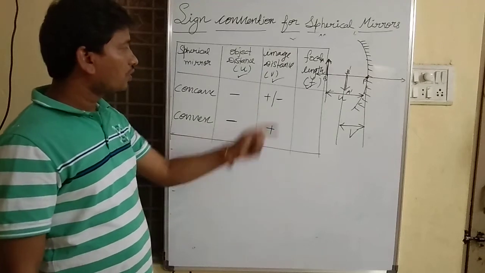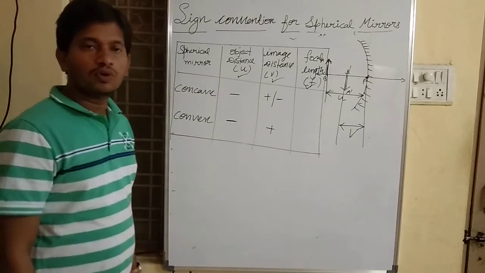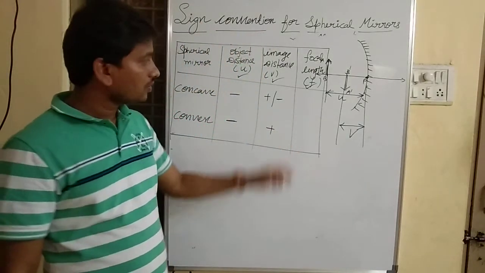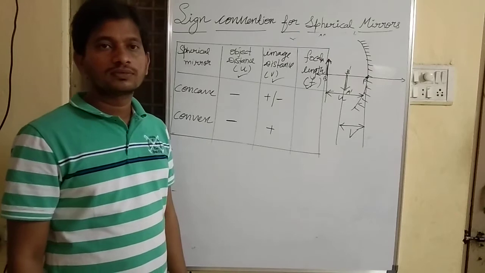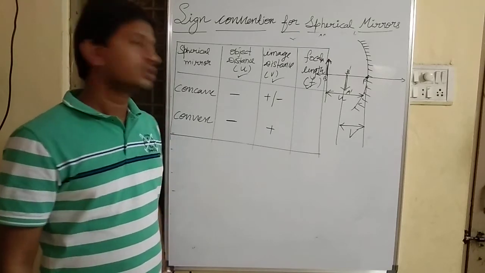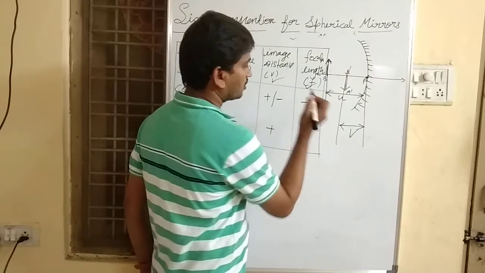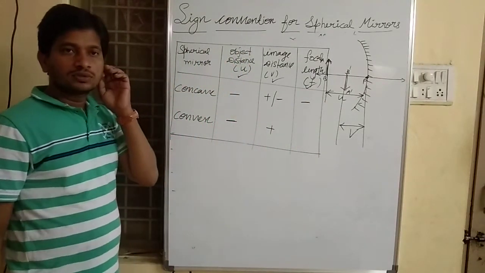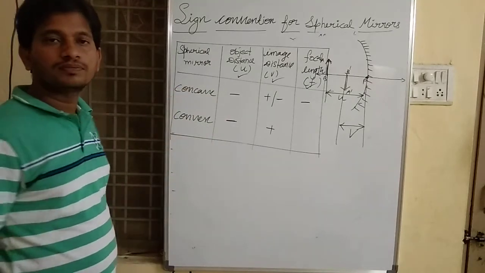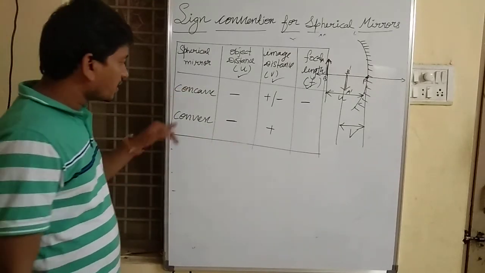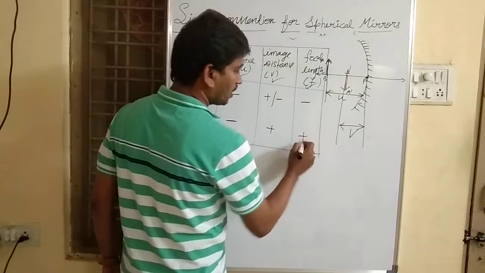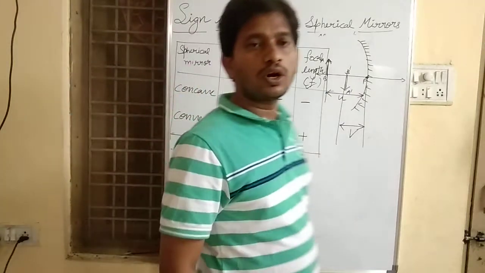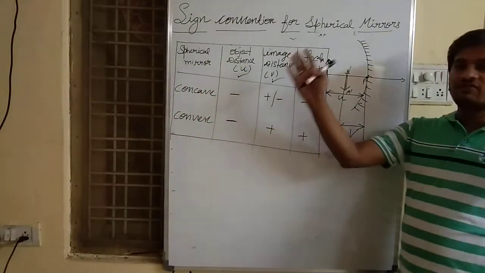Now coming to focal length. Focal length is nothing but the distance between pole and focus. For a concave mirror, focal length is always negative, but for a convex mirror, focal length will be positive. These are the conclusions we got from sign convention.